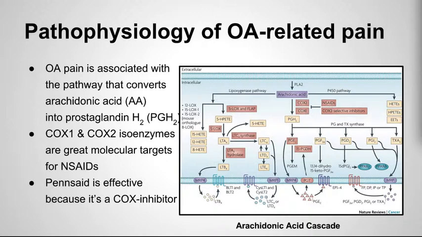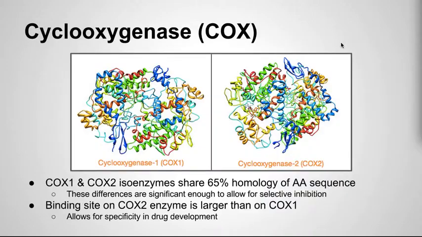So we'll jump into a little bit more about COX. So this is what COX looks like. It is cyclooxygenase 1 and 2, and you can basically see that they look really similar. In fact, they are 65% similar. And that's significant enough to allow for selective inhibition. And what that means is drug designers, drug companies, drug development specialists, or what have you, can choose which one of these enzymes they want to inhibit, which can be very useful for drug design. And we'll go into the details on that on the next slide.